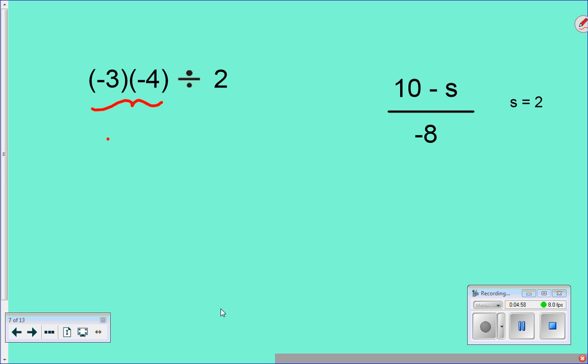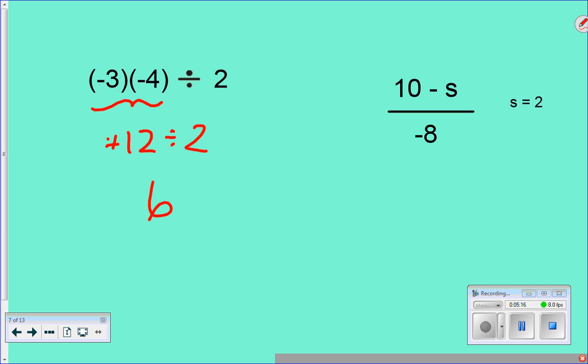Positive or negative? This is from the other day. Positive. Positive 12 divided by 2. Still a 6. I don't even have a negative in there. How cool is that? Okay, so think about it left to right. And then look what I got going on here.